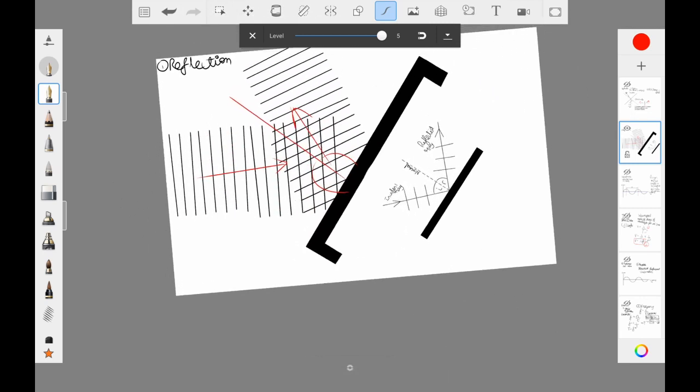We are just applying it to water waves, so there's not much to really discuss here. And with that, I think we should move on to the third wave property, which is diffraction.